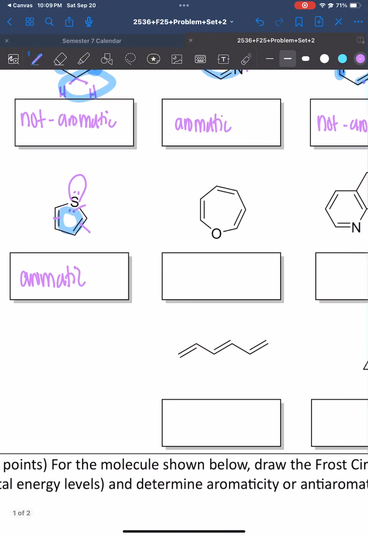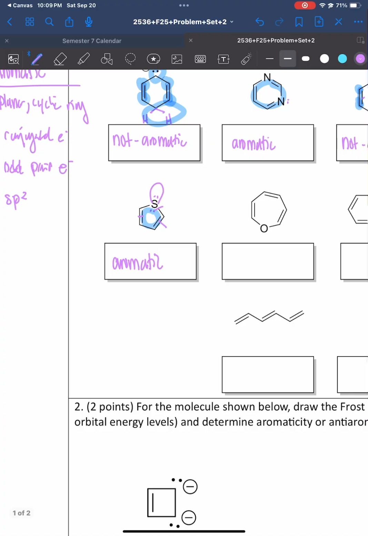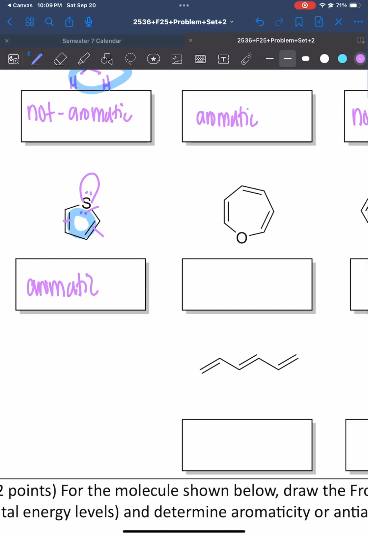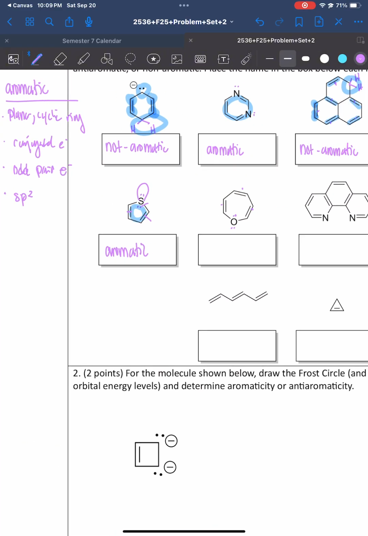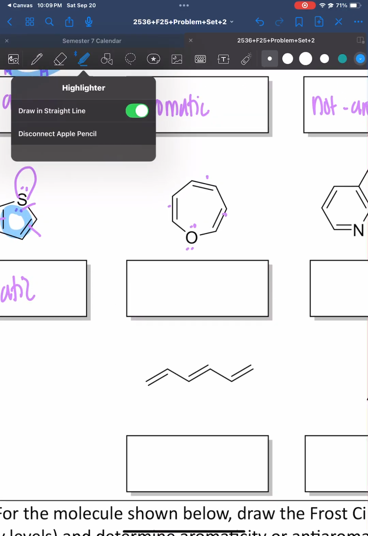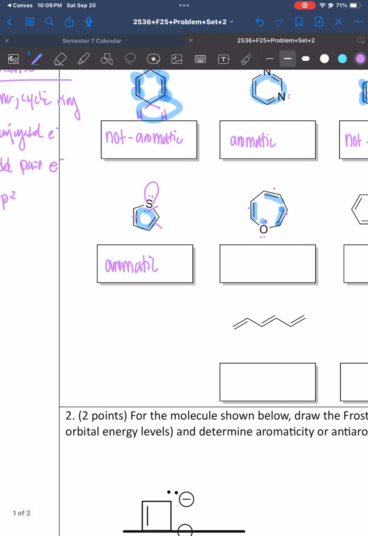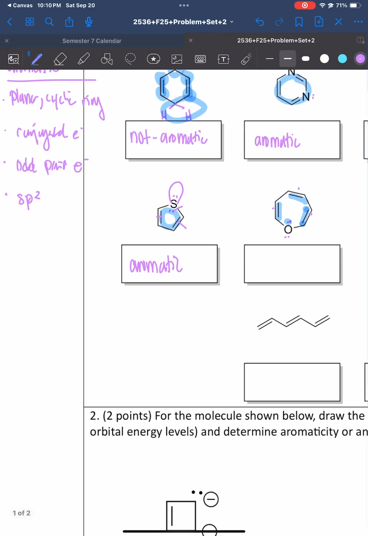Let's look at this structure here. Is it planar? I would say so, yeah. Cyclic ring, yep. Conjugated pair of electrons. Remember to always draw in our electrons. 1, 2, 3, 4. I would say they're conjugated. Is there an odd number pair of electrons? No, we just counted. We have 1, 2, 3, 4. So let's come back to that. Is everything sp2 hybridized? Everything is.